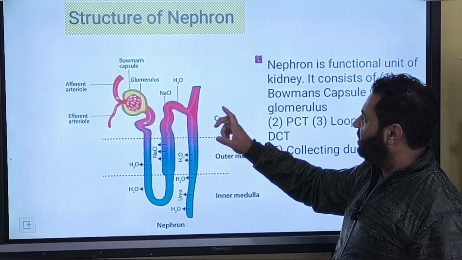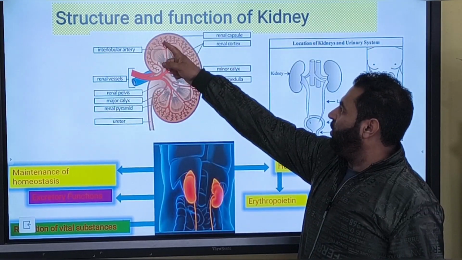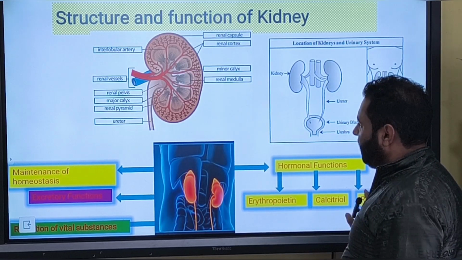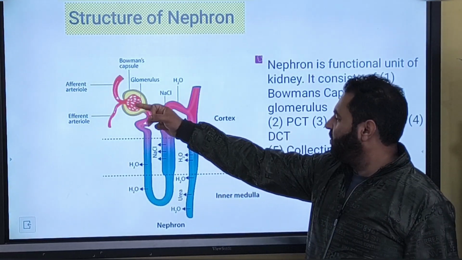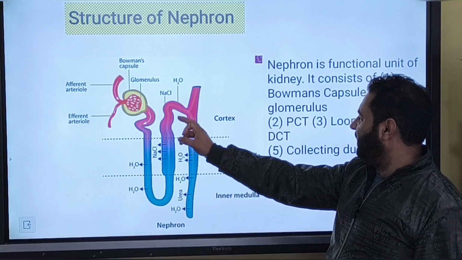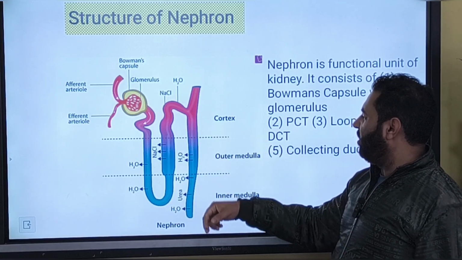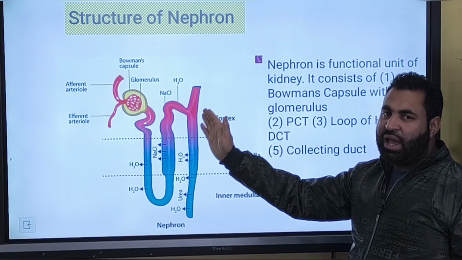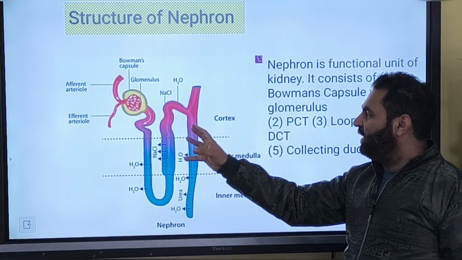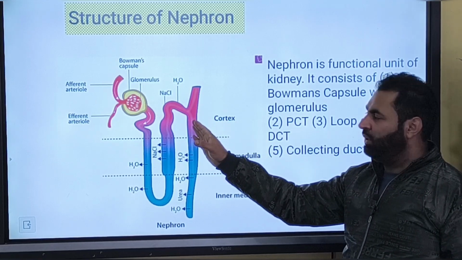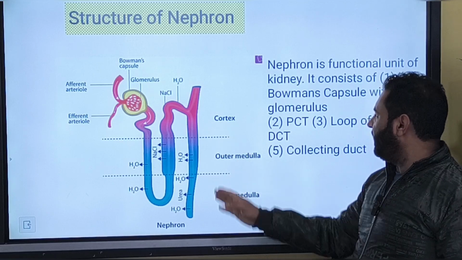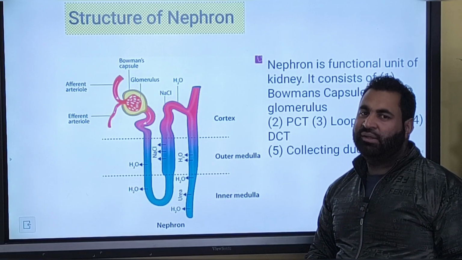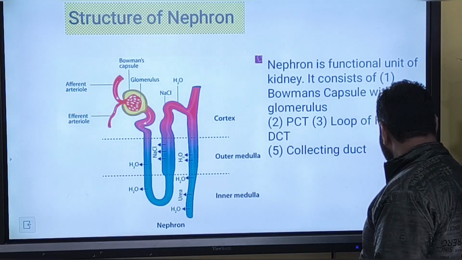We have an outer shell called the cortex, and an inner medulla. This nephron goes from the cortex to the medulla, then it again enters the cortex. Ultimately, each and every nephron delivers its final urine into the collecting ducts, and that goes to our ureters, and that urine is passed.